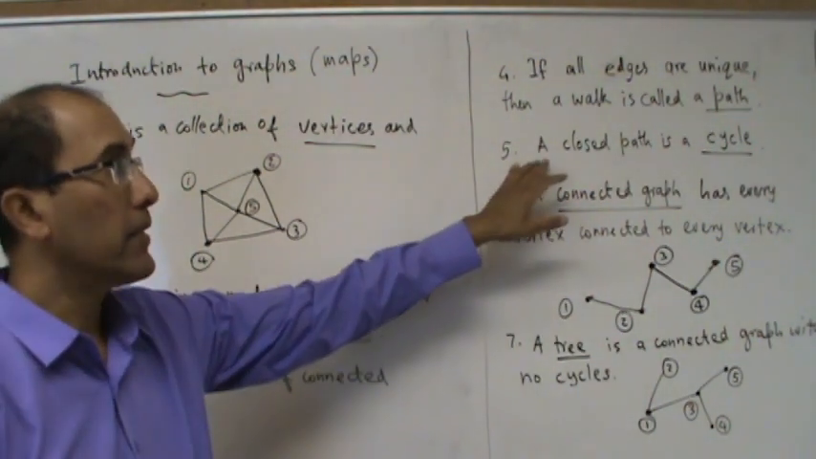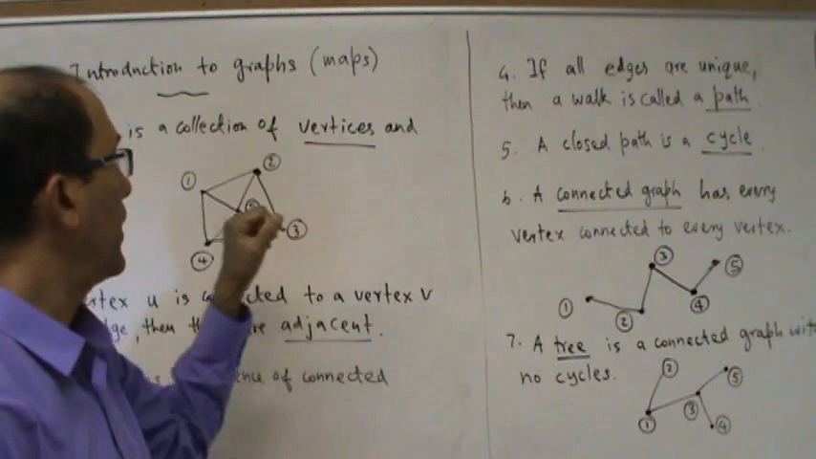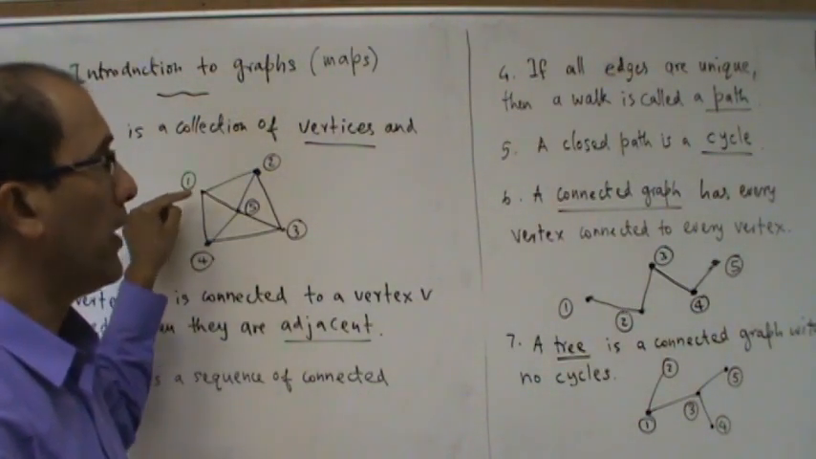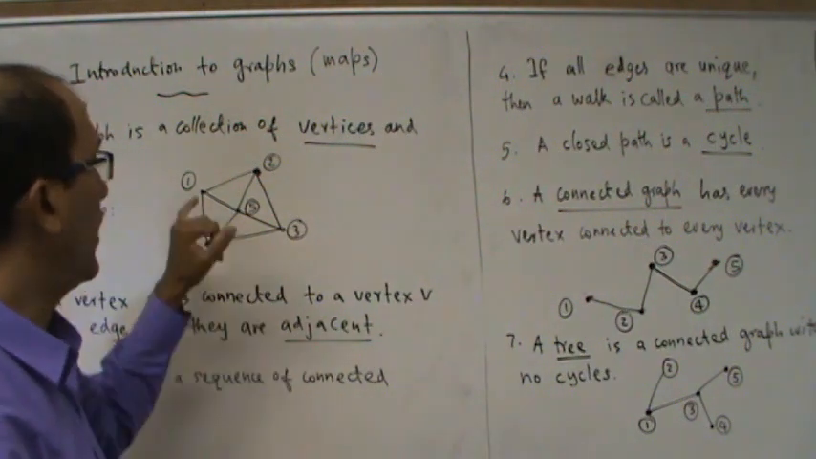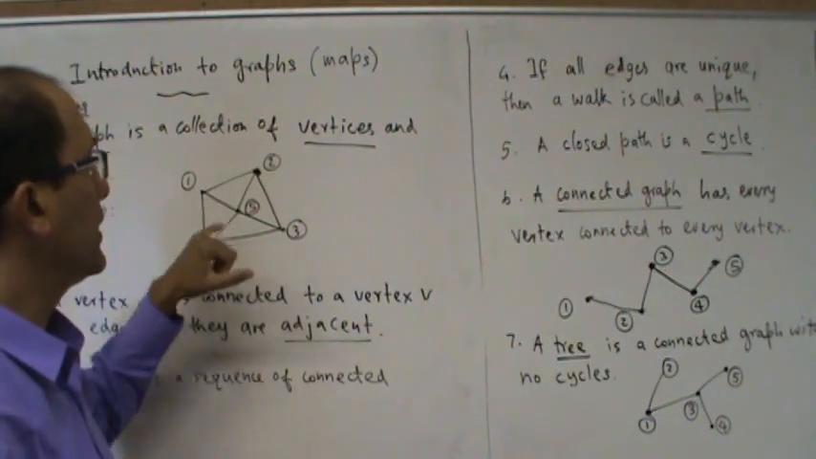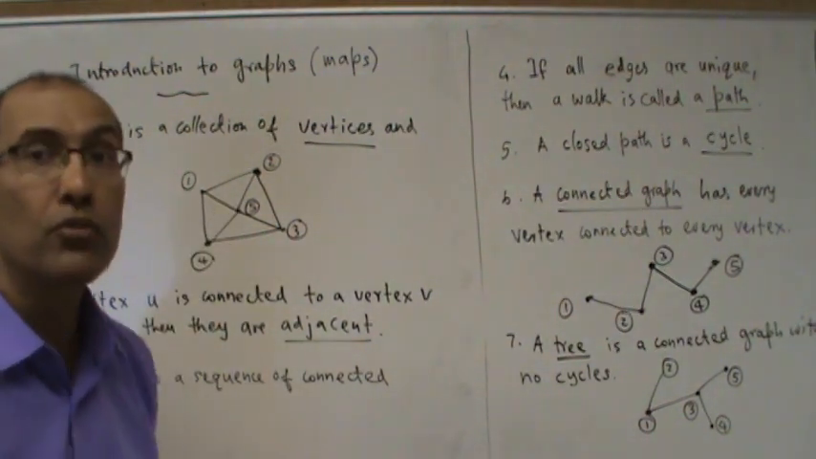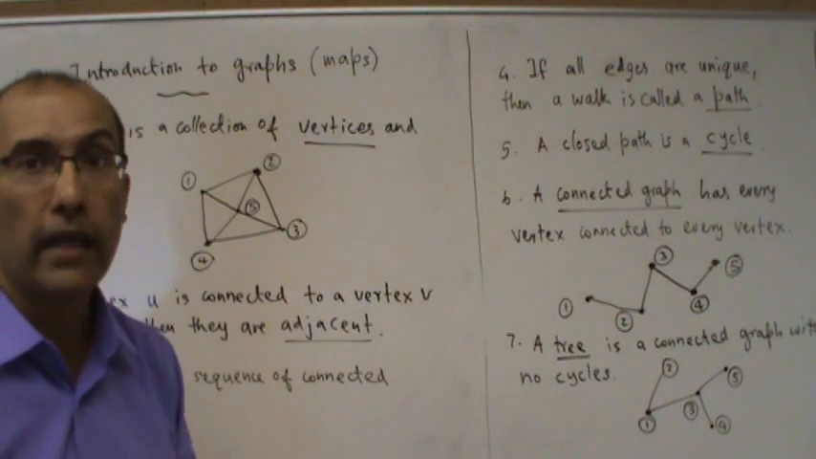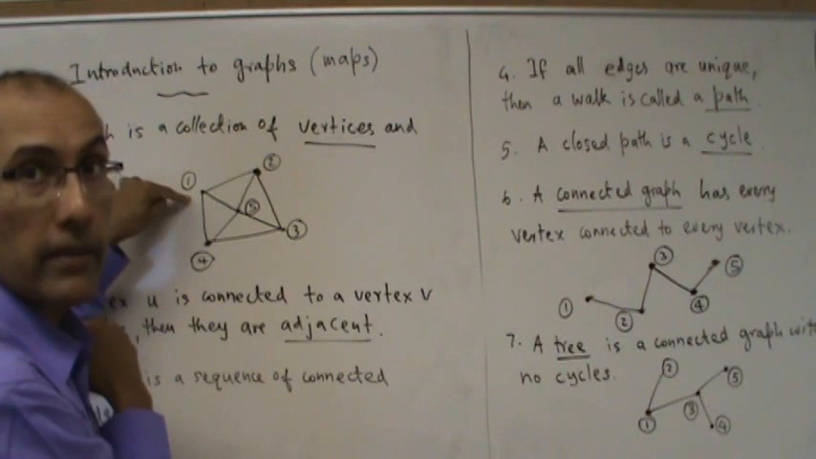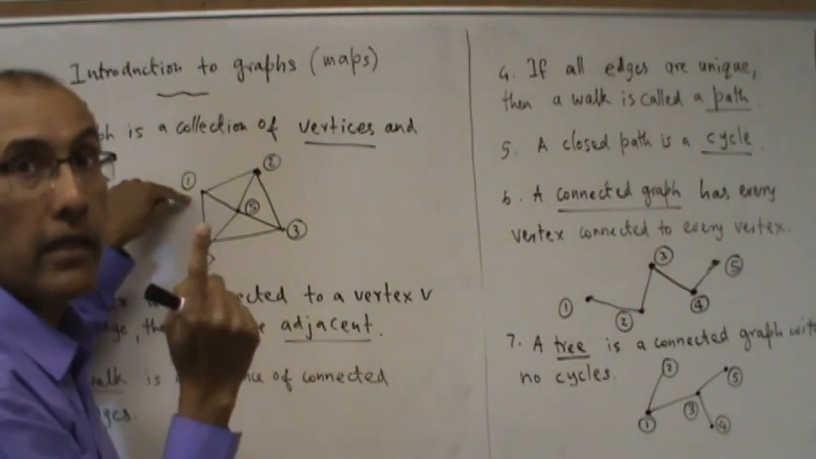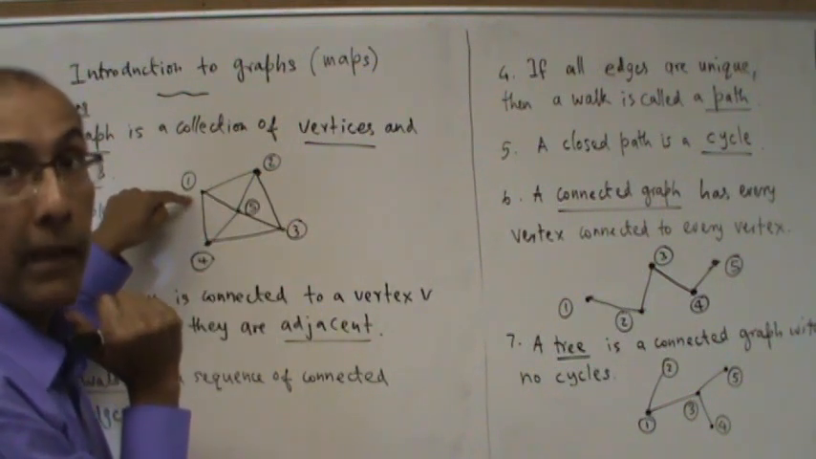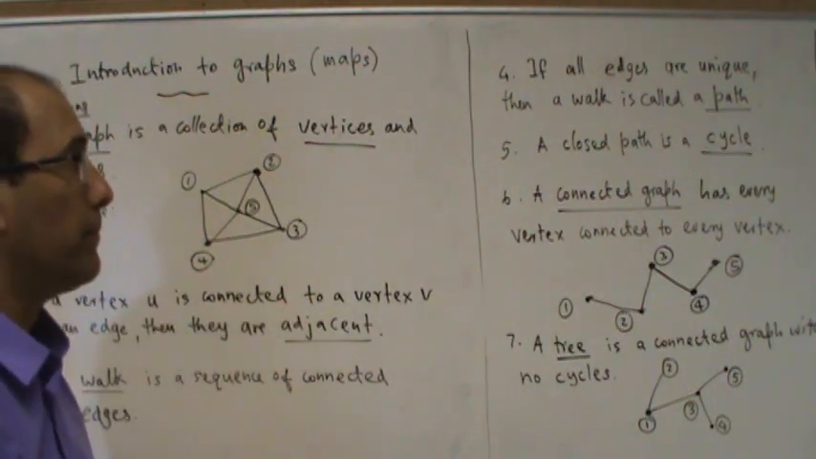A closed path is a cycle. So, for example, if I go from 1 to 5 and back to 1, then I will go on a cycle. If I did that walk, then it's a closed path. I'm not using an edge again, and that would be a cycle. So for a cycle, I'll start at 1 and come back to 1. That's what a cycle is. But I cannot use an edge twice because it has to be a closed path, and that becomes a cycle.